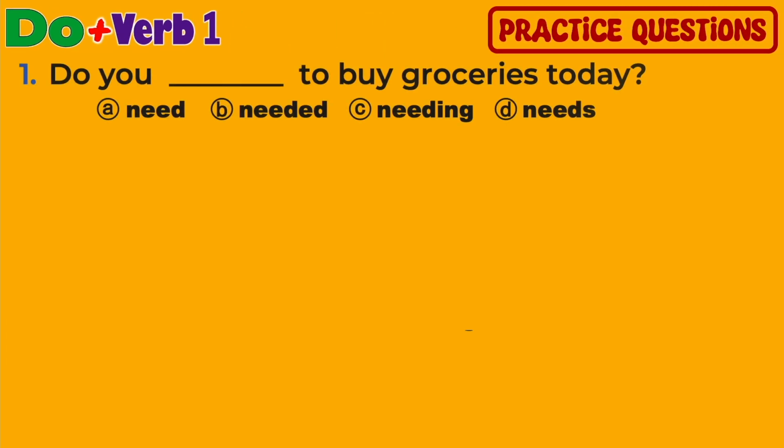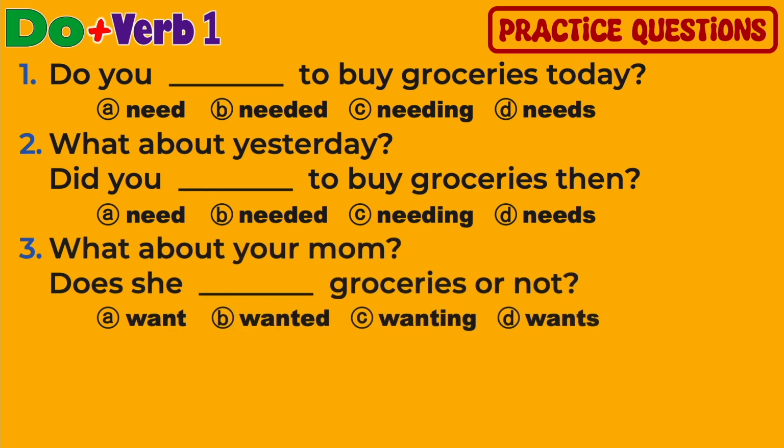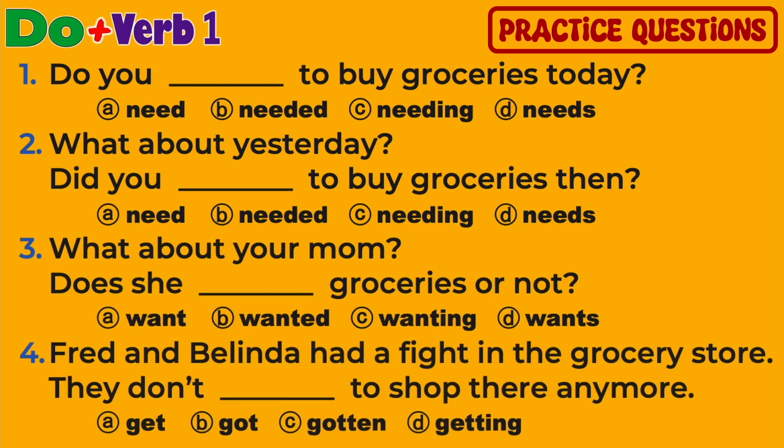Well, let's try to answer this next part. Some answers for practice questions. A little bit of a quiz, a little bit of a checkup here. Okay? We've got 4 questions, and our answers are A, B, C, D, Alpha, Bravo, Charlie, Delta. So how about number 1? Do you to buy groceries today?